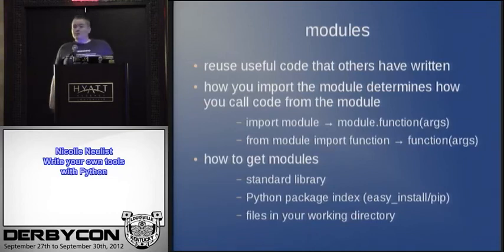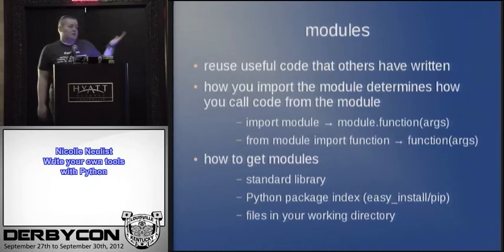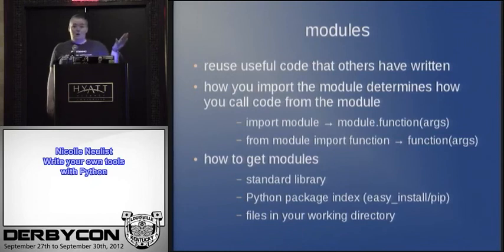How do you get modules? There are 3 ways to get modules in your code. One is the standard library, which is the first one that we're going to talk about. 2 is the Python package index, which is a set of modules that other people have written that are not part of the standard library, but they are freely available. I mean, Python is open source software. These modules that you can get with easy install or pip are also generally free and open source software.